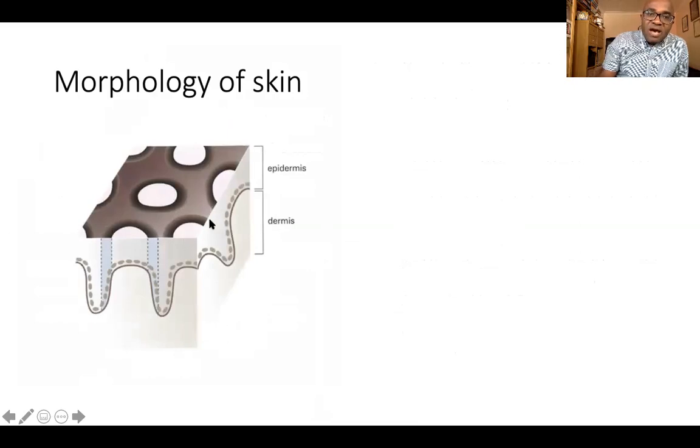So this is how a schematic diagram of the skin looks. These are the rete ridges, and then the dermal papilla is what you see there. So the papillae become the holes all throughout the skin.